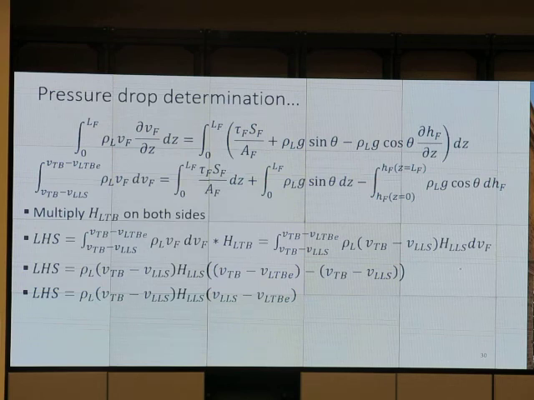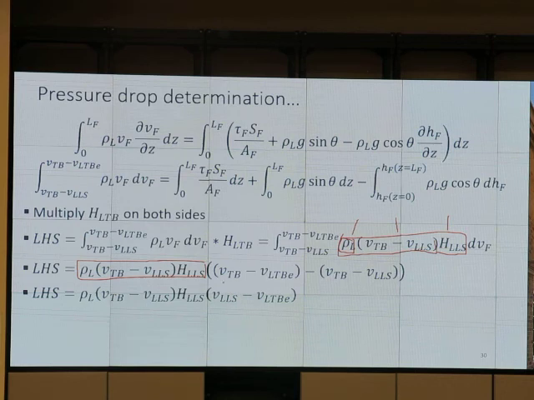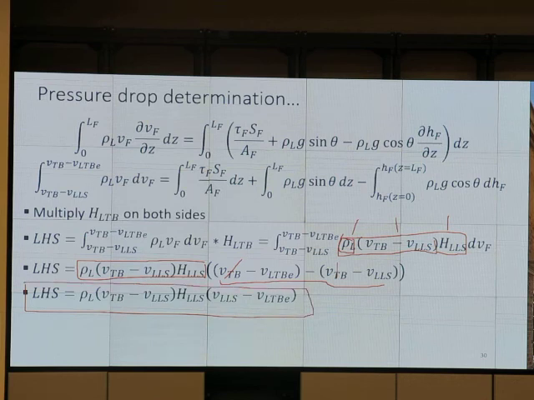Now, let's do some integration. I put that term outside, because none of this is a function of z, right? Rho is not a function of z. VTB minus VLS is not a function of z. HLS is not a function of z. So I can move the whole thing out, and inside the integration result will be just that. Do the math. VTB cancels with VTB. I get that. Okay? Good? That is the integration result of the left hand side.